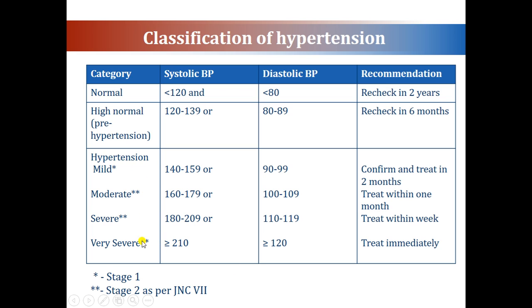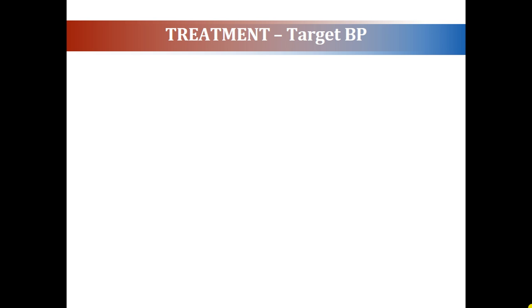And this is the common terminology, mild, moderate, severe, which is routinely practiced, and they coincide with stage 1 and 2 of the JNC 7 classification. The classification of hypertension is usually changing every year, so it is always better to refer to the latest JNC classification for the staging of hypertension.